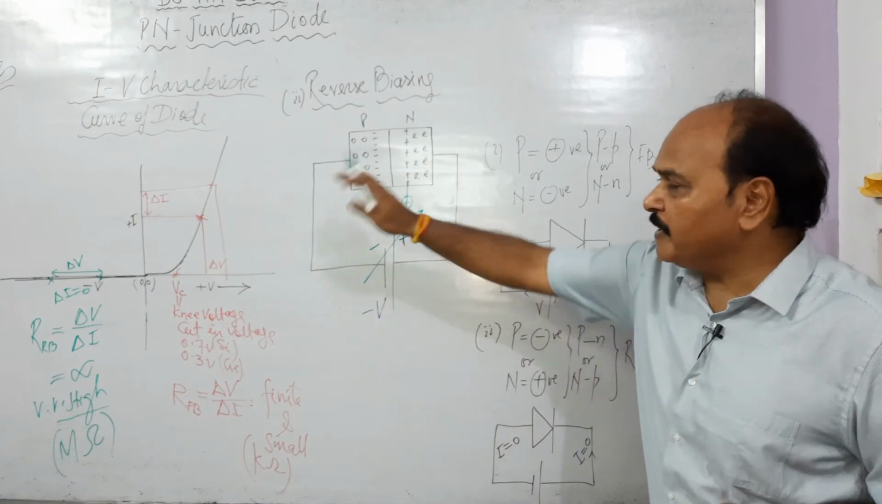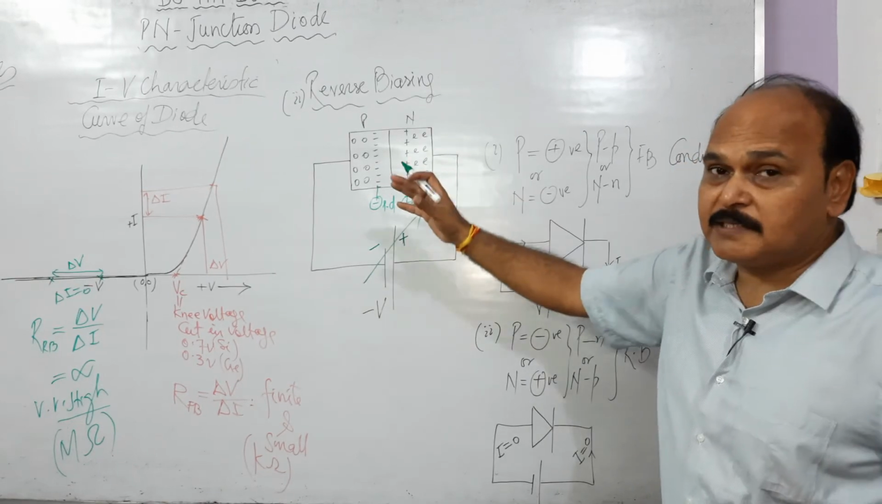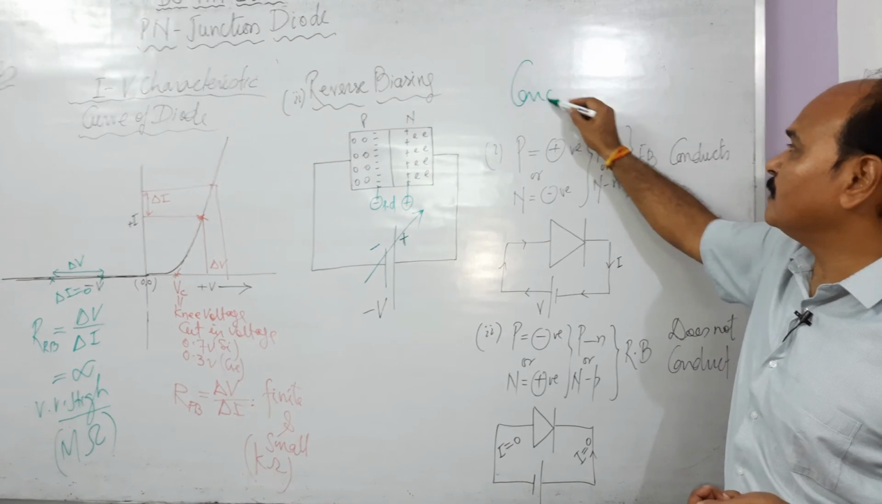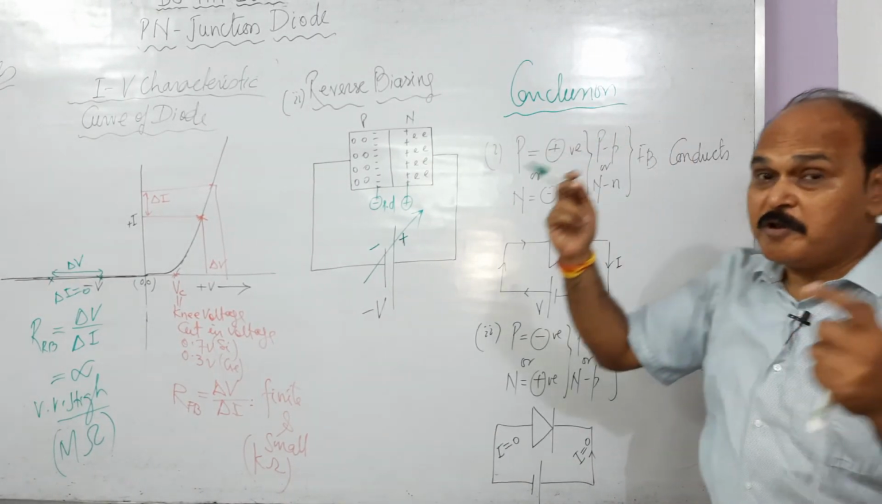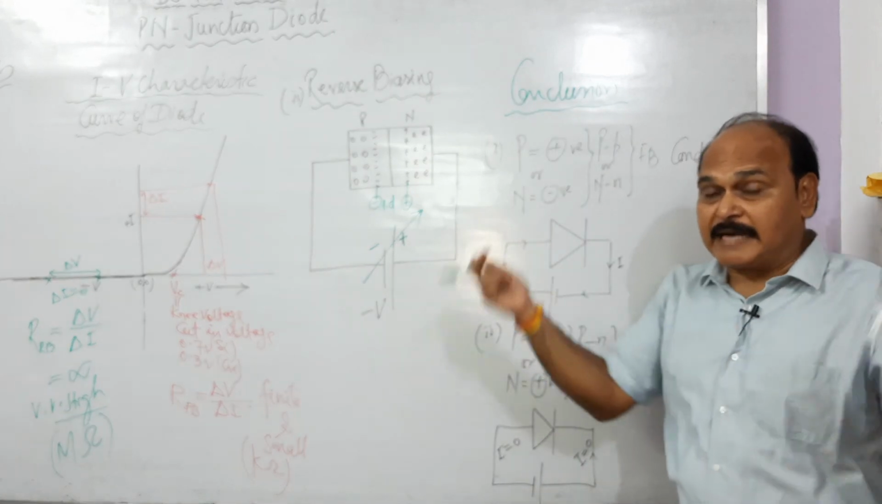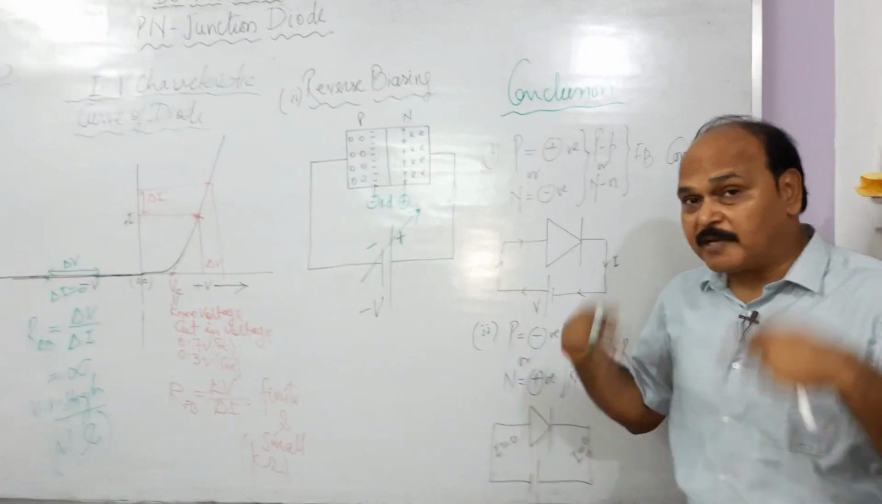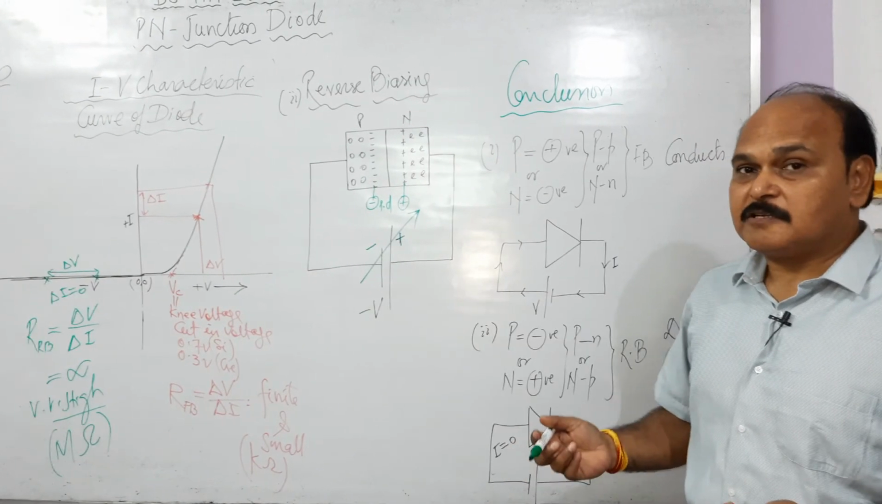So children, what we have studied in both the types of biasing is being concluded here. And what is this conclusion? This conclusion should be stuck in your mind right now, and you have to carry forward this conclusion so that we are able to apply it in case of rectifiers. So what is the conclusion?